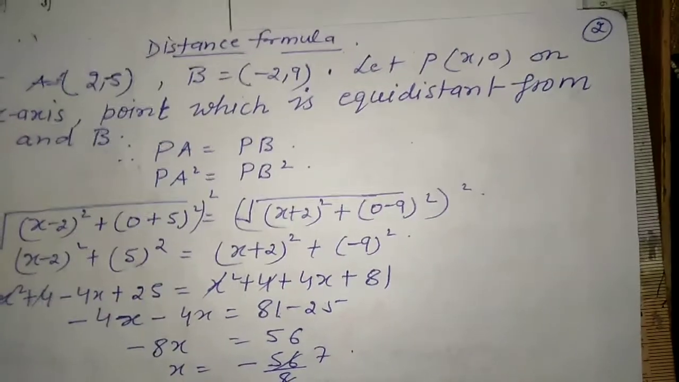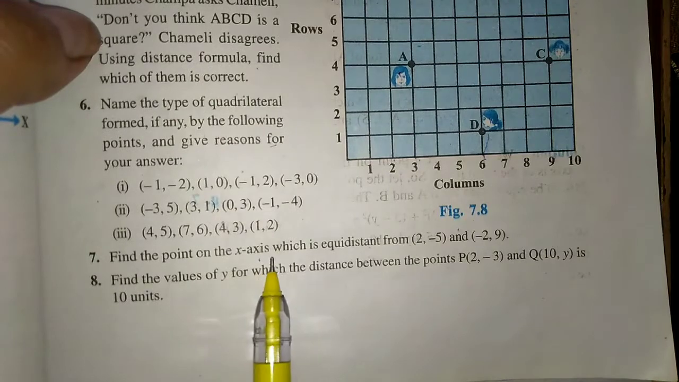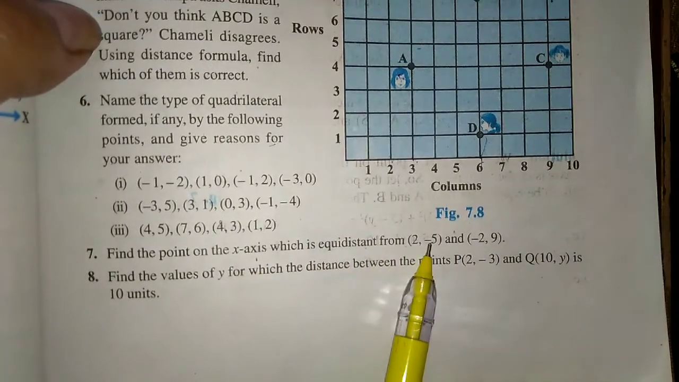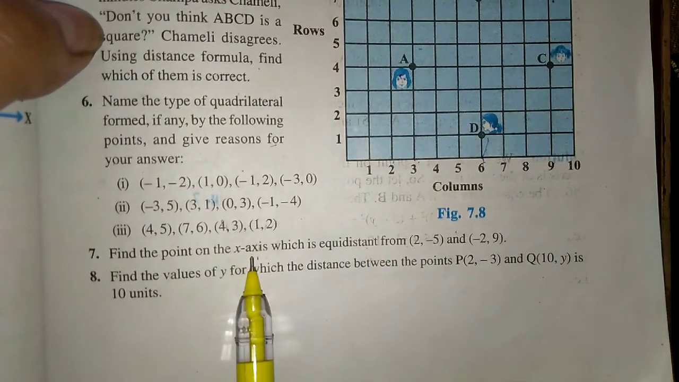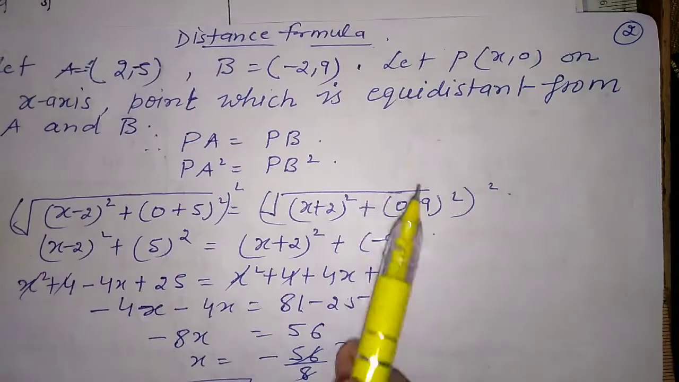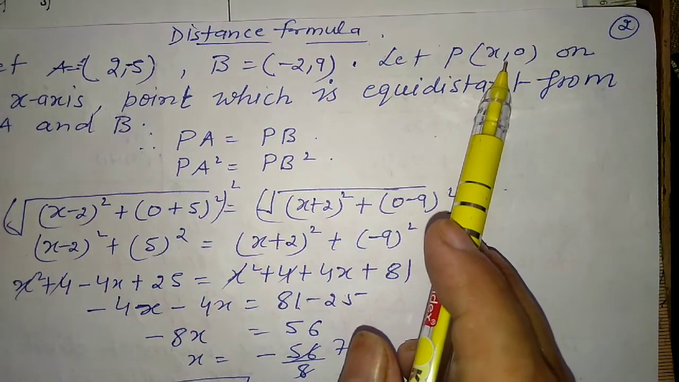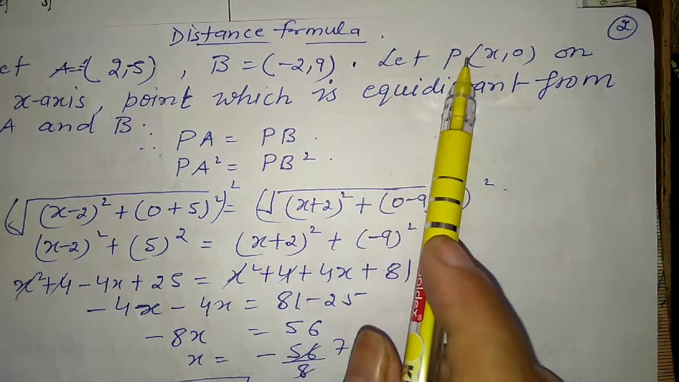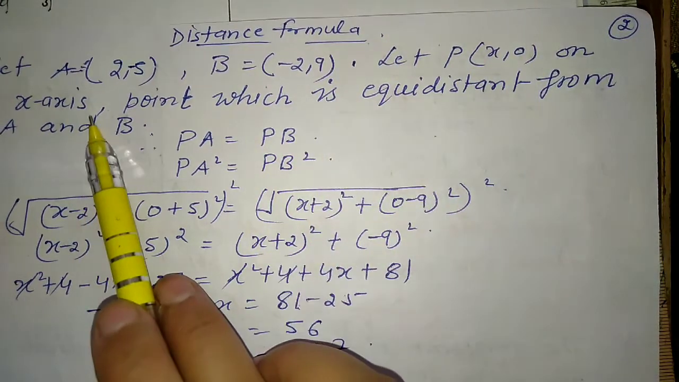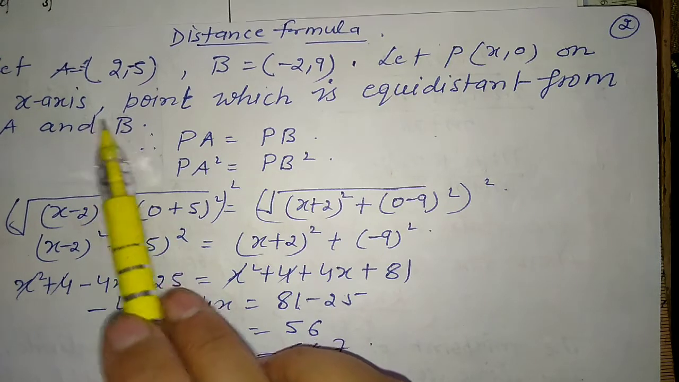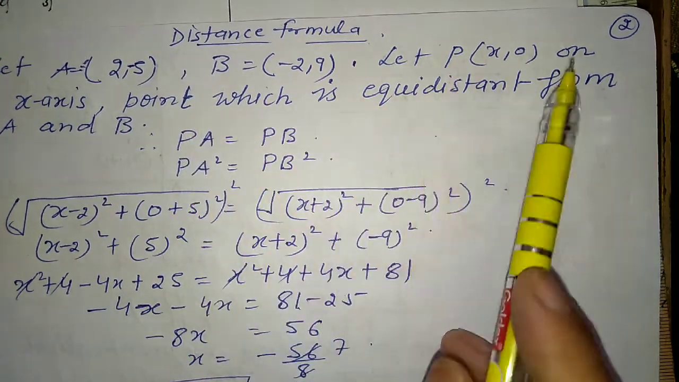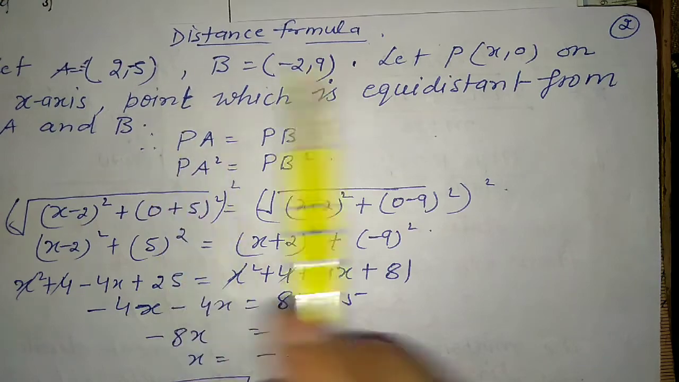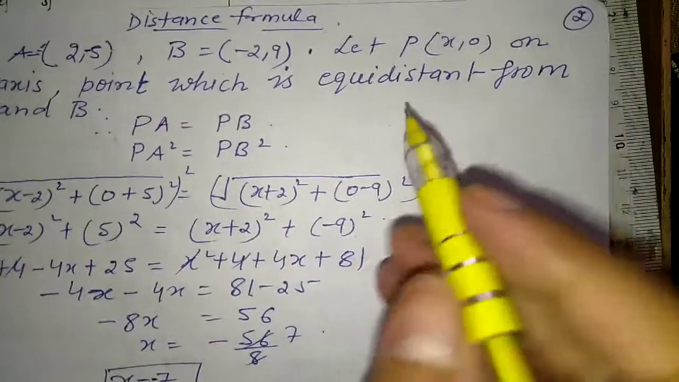So in the book we are having this question as the 7th question. Find the point on the x-axis which is equidistant from this point and this point. If the point is on the x-axis, we know that the coordinate of y will be equal to 0. So let A be (2, -5), B be (-2, 9). Let P be the point on the x-axis which is equidistant from A and B. So this will be P.